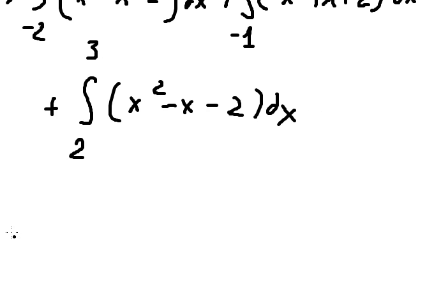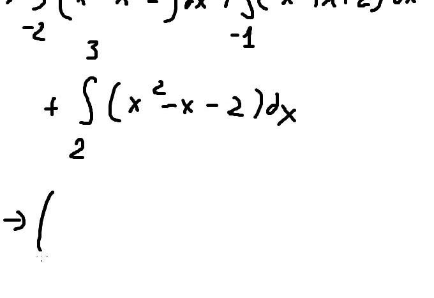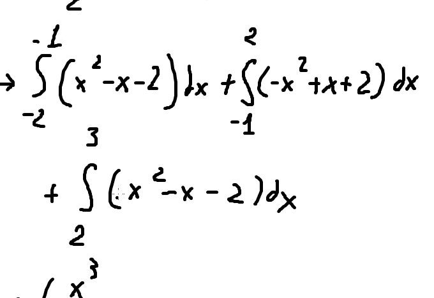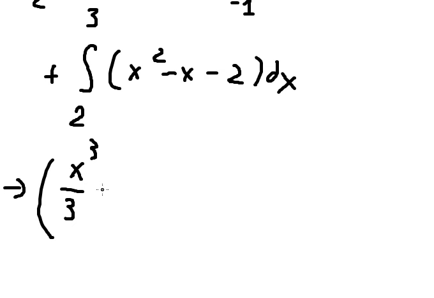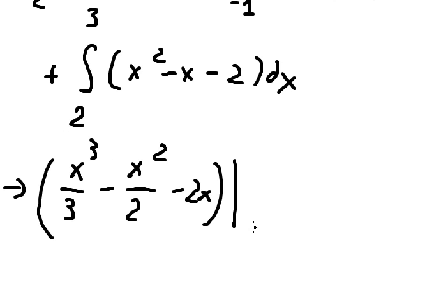So I will go to the first integral. The integral of s squared, we have s to the power of 3 over 3. The integral of s, we have s squared over 2. The integral of 2, we have negative 2s. And we put the bounds from negative 2 to negative 1.